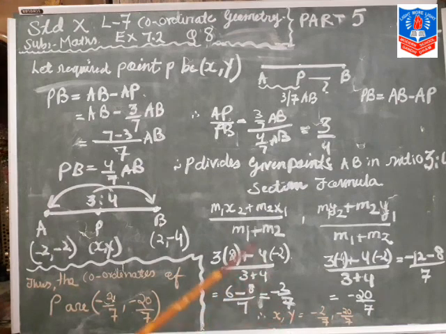So x and y. This one is the x. This one is your y. Children, you have to write. Clear? So you have to write. Okay. So x and y here we are receiving minus 2 upon 7 and minus 20 upon 7. Thus the coordinates of P are minus 2 upon 7 and minus 20 upon 7.